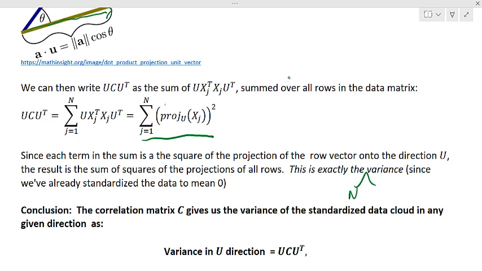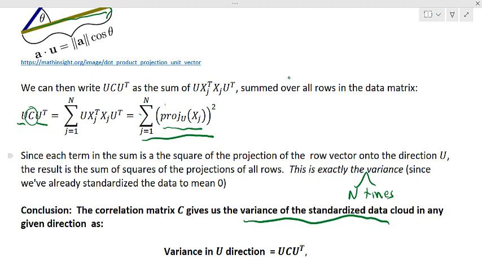This is n times the variance. Right? To get the variance, you have to divide by n. Or if you're getting the sample variance, you divide by n minus 1. But it's proportional to the variance. Right? And that's true as long as these values have mean 0. But we've already standardized the data. So if you standardize the xj data, you're also going to standardize the projections. All right? So what we have here, when we take a unit direction times the correlation matrix times that unit direction transpose, we will get the variance of the standardized data cloud in that direction.